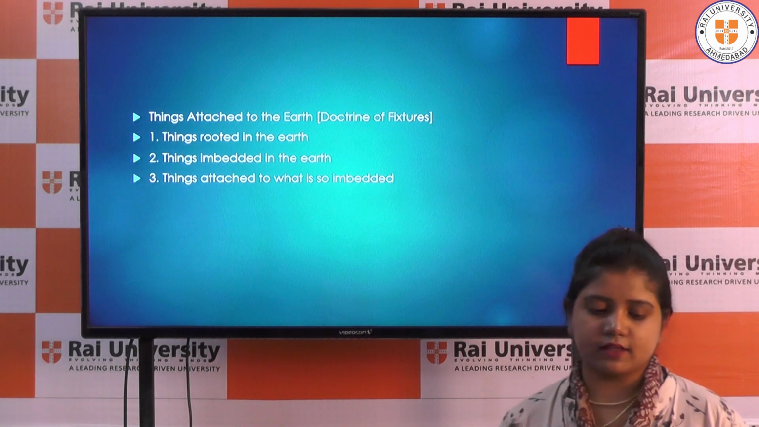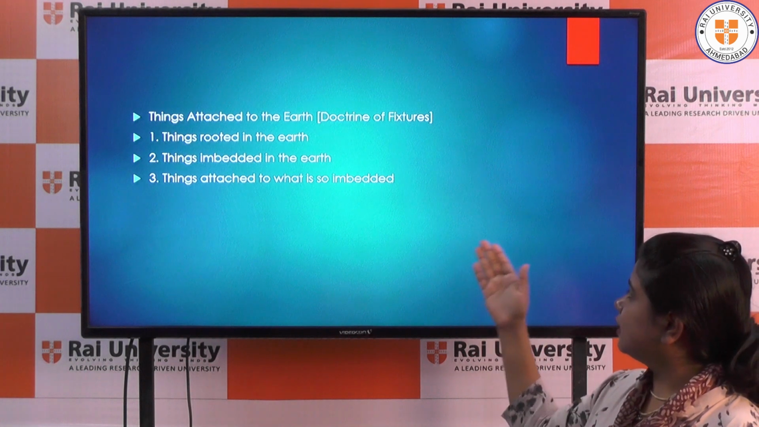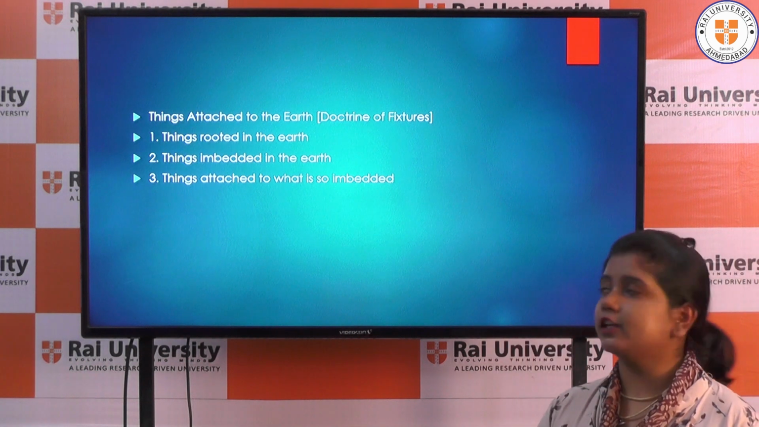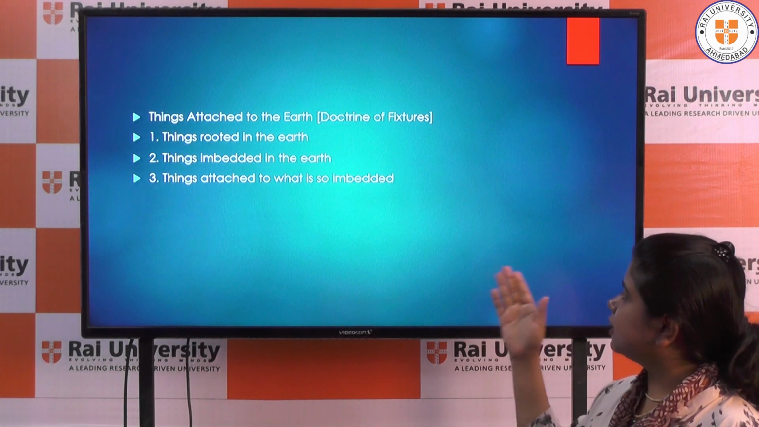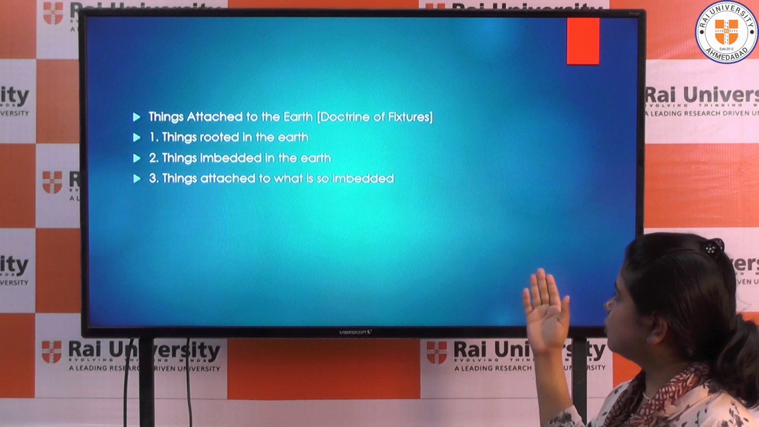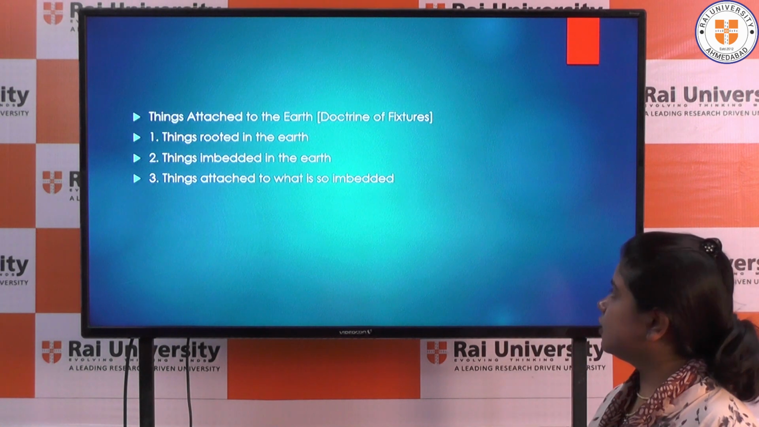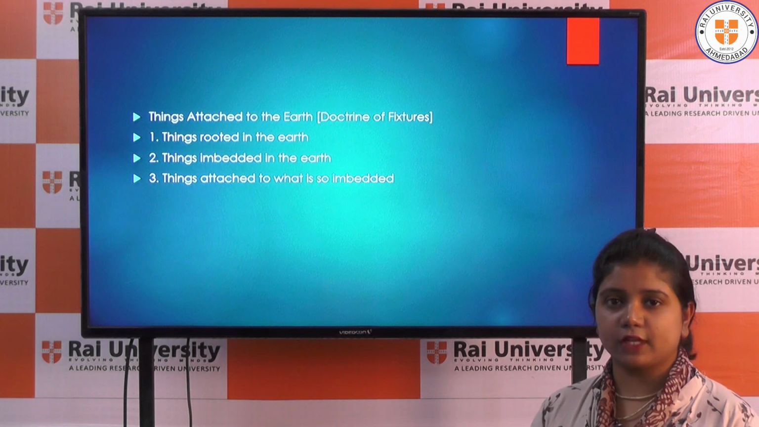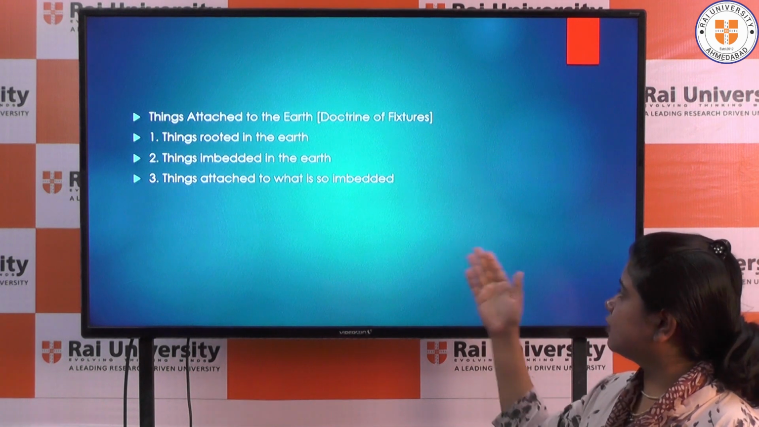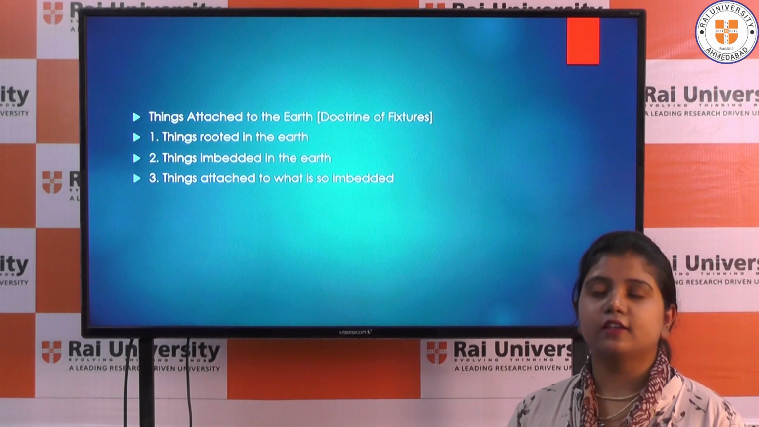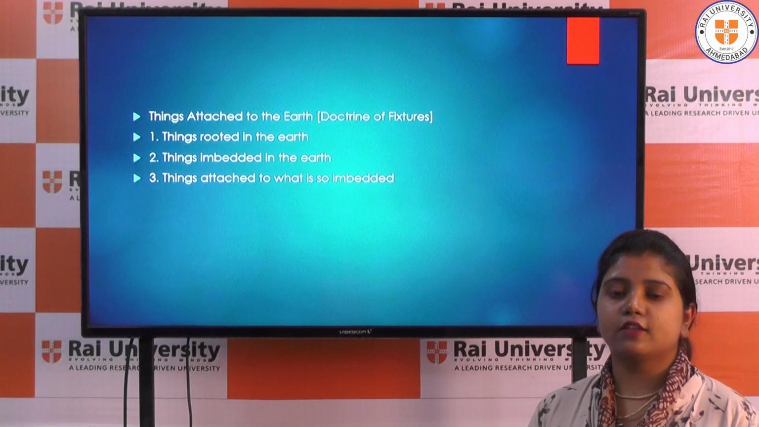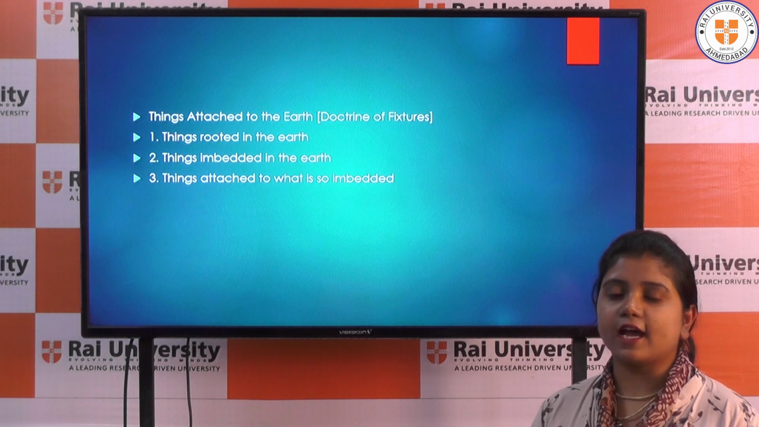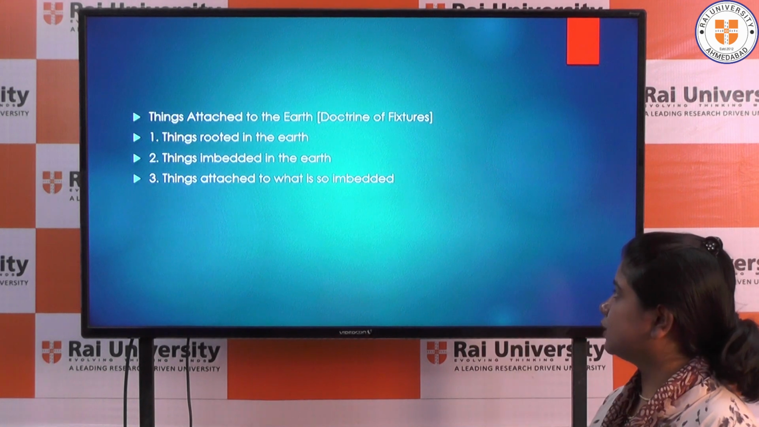So next slide we will see the other thing, the things attached to the earth. As we bifurcated it, the things rooted in the earth, the things embedded in the earth, and things attached to what is so embedded. So here we can also say it is a doctrine of fixtures because we fix something on the earth. So what is the things rooted in the earth? Basically, for example, a tree, its roots are attached to the earth. So this is things rooted in the earth.